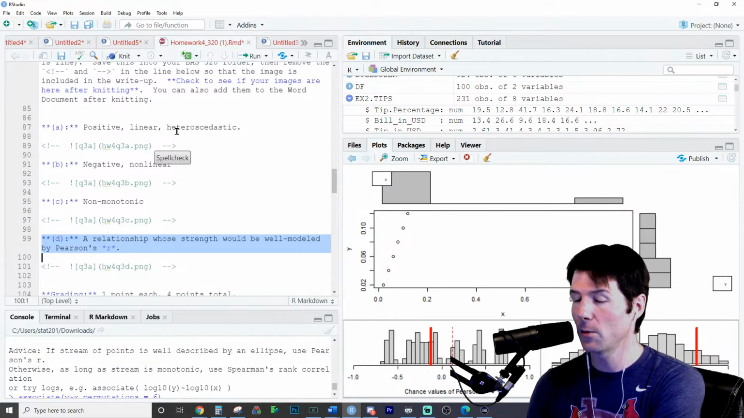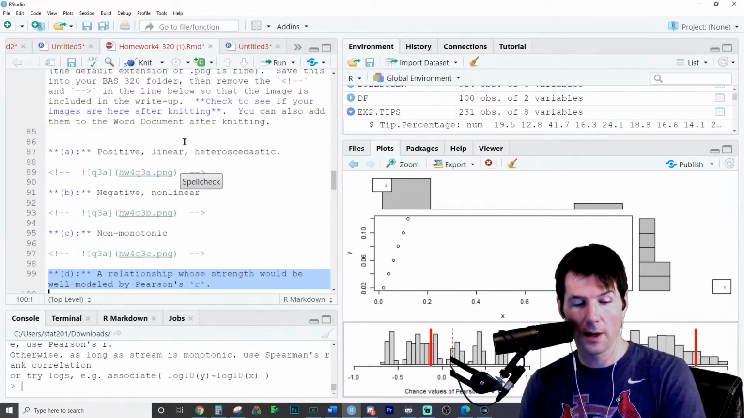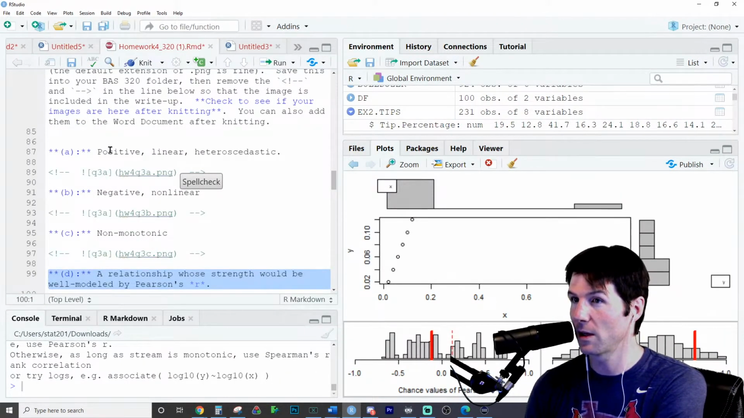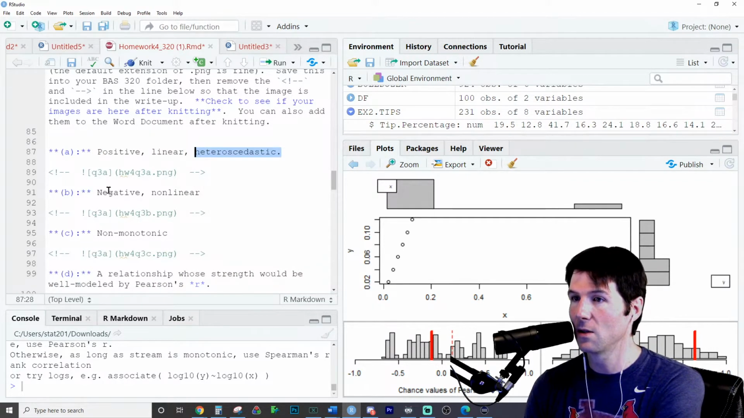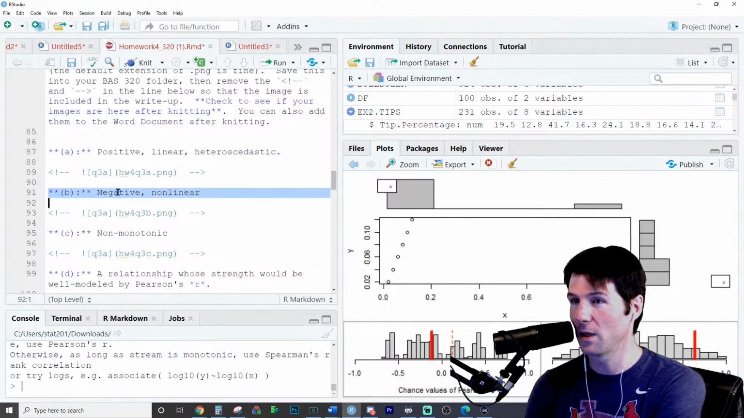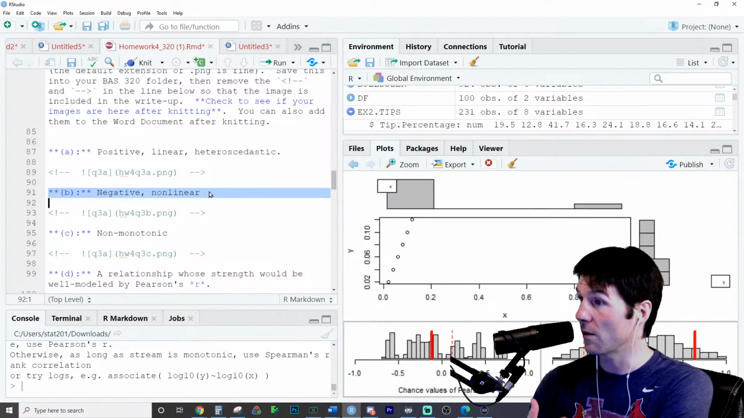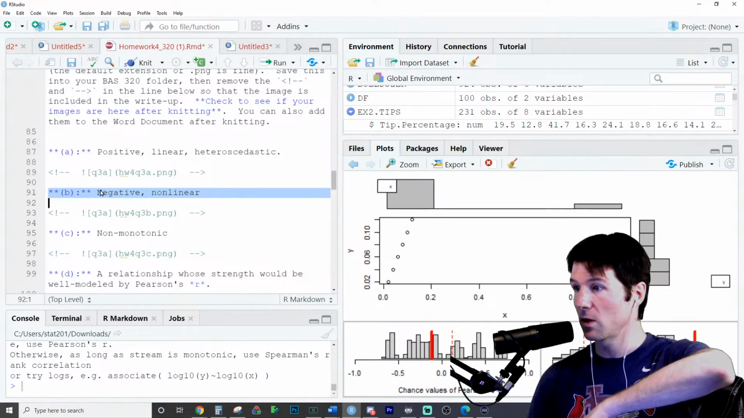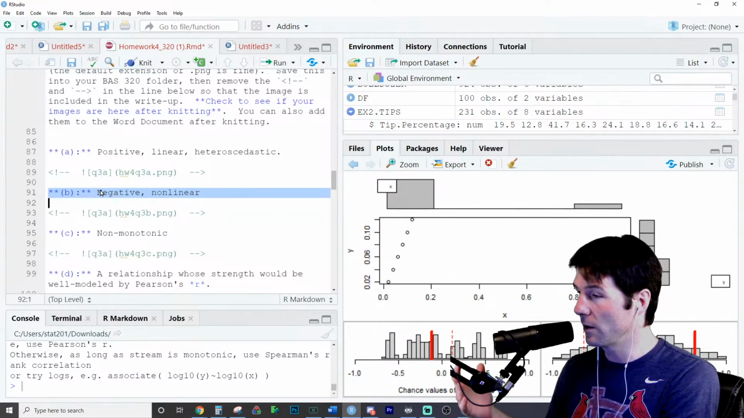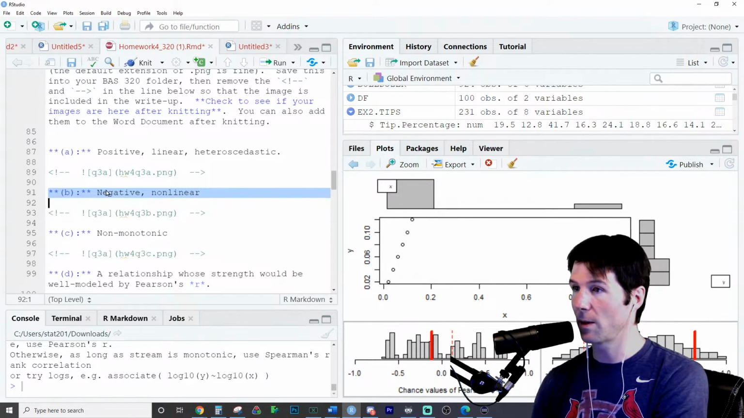Do you want me to do A, which is a positive linear heteroscedastic relationship? So you've got to know positive linear heteroscedastic. Or B, Michaela wants B, negative nonlinear. So it needs to go down but not follow a line. Just think about what it's saying. Okay, it needs to have a direction down. That's part of the things we talk about with correlation, the direction of it, but then it needs to not be well described by a line.